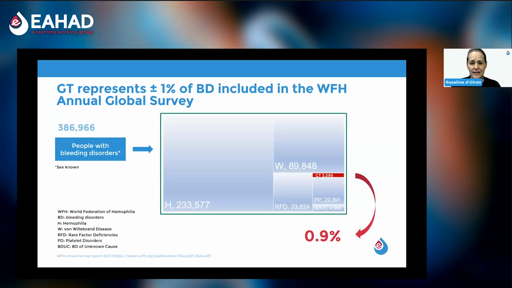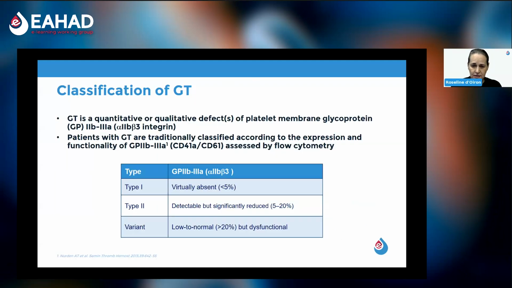Now, if we move to the Glanzmann Thrombasthenia patient, you see that about 3,600 people with this disease are recorded. And that represents only about 1% of the entire bleeding disorder community and patients included in the WFH annual global survey. The Glanzmann Thrombasthenia is a quantitative or qualitative defect of platelet membrane glycoprotein 2B3A, also called alpha-2B beta-3 integrin.